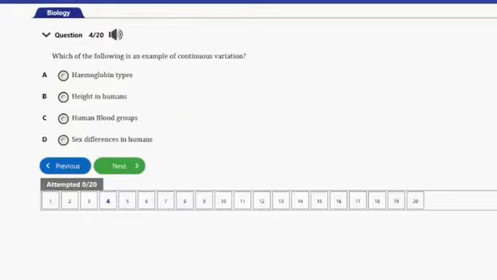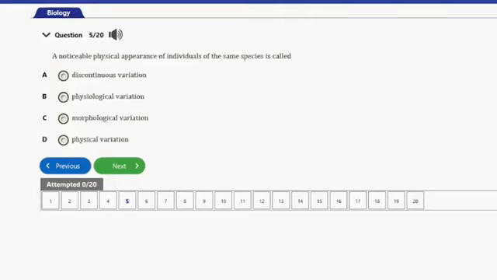It says, which of the following is an example of continuous variation? We have A, hemoglobin types, B, height in humans. So guys, we've already answered this question before, and the answer to this question is option B, height in humans. So let's go ahead and consider the next question. That's question number 5 here.